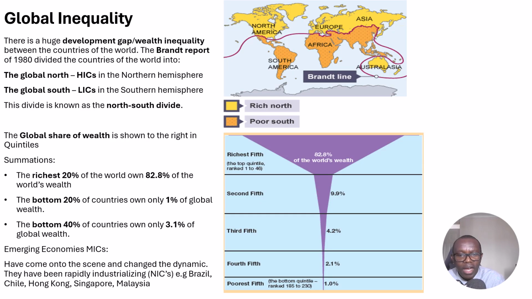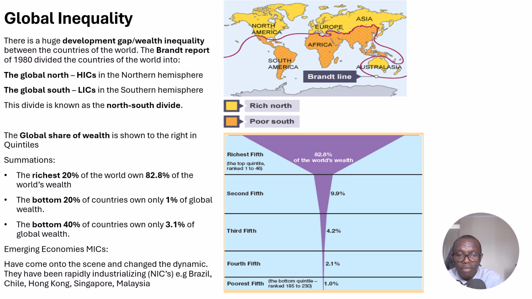This next slide shows global wealth inequality. Now, there's a huge development gap, or wealth inequality, between the countries of the world. This Brandt report of 1980 that we'll be talking about divided the countries of the world into the global north, which constitutes HICs, or rich countries. And you can see on this map on the right that those countries are shown using the yellow color.